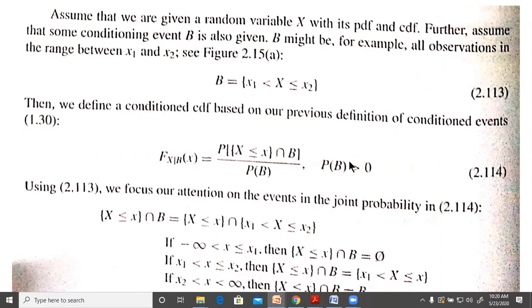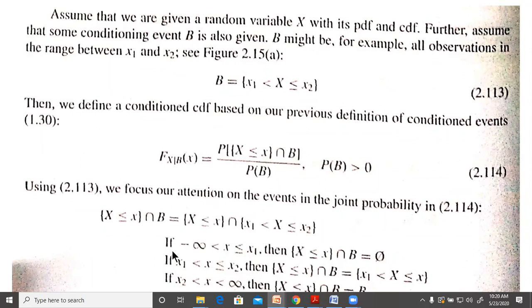So where P(B) is greater than 0. Using 2.113, we focus our attention on the events in the joint probability, which is given over here. This value can be written as B, I can replace it by this, and then it becomes this. Now, what are the values of X which we should take? We'll have three different situations here.